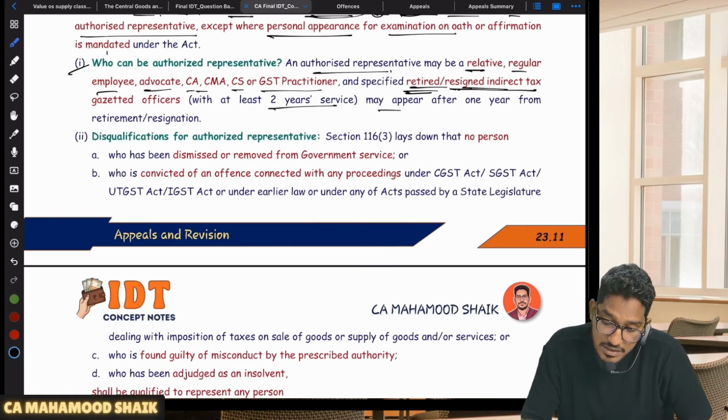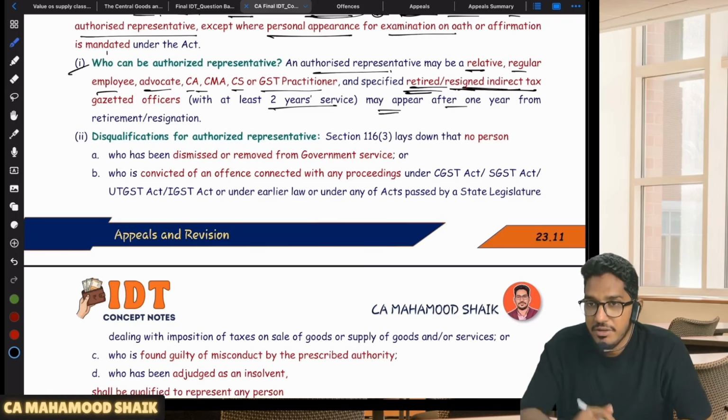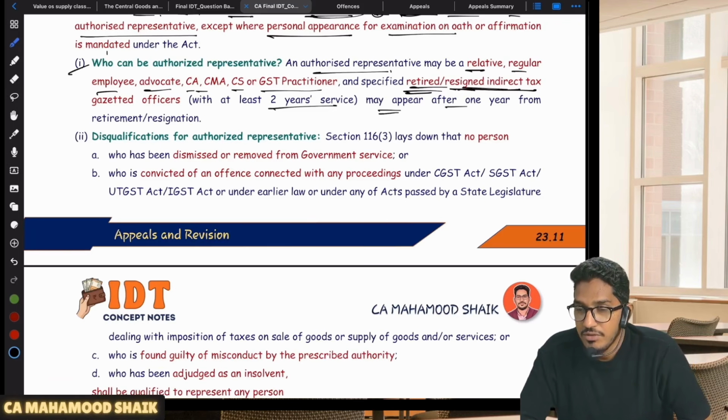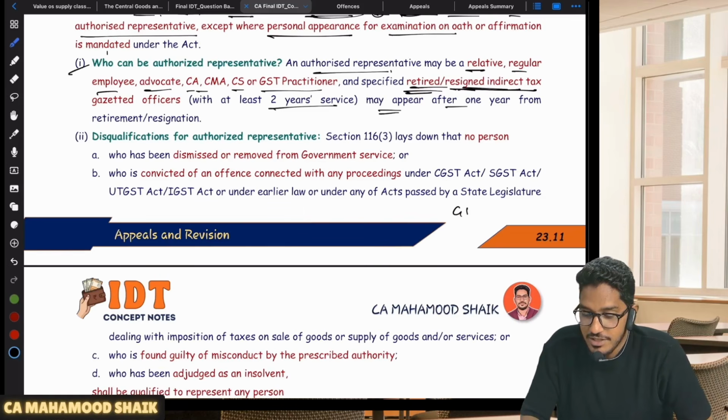And these retired or resigned indirect tax officers may appear only after 1 year from retirement. Or else what will happen? They might have only issued that case. They will only go as a representative. Let us say one GST officer is there here. He passed an order. Okay. Now that order is taken for appeal. So now this fellow is going to the registered person.